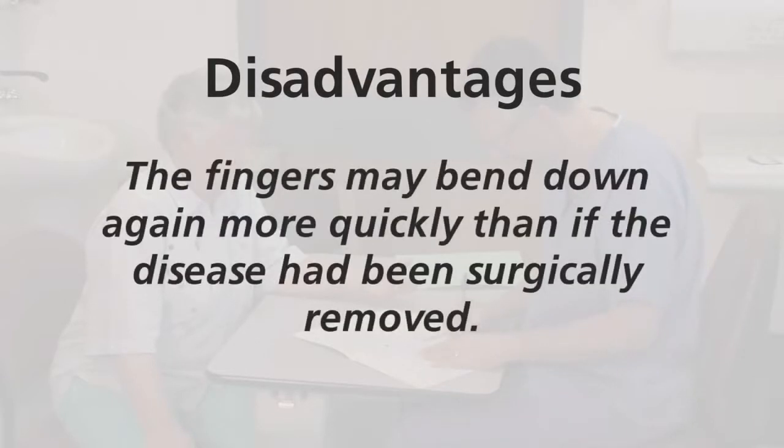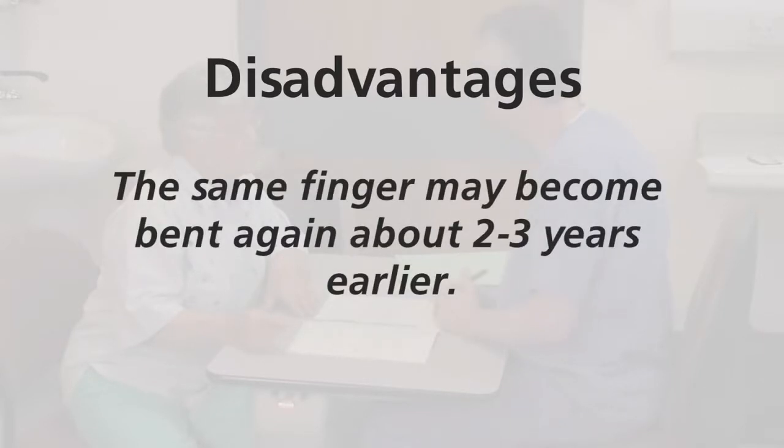The main disadvantage of needle aponeurotomy is that the fingers may bend down again more quickly than if the disease had been surgically removed. This means that on average, half of the patients who have had a needle aponeurotomy will find that the same finger will become bent again about 2 to 3 years earlier than if they had had surgery to remove the disease.